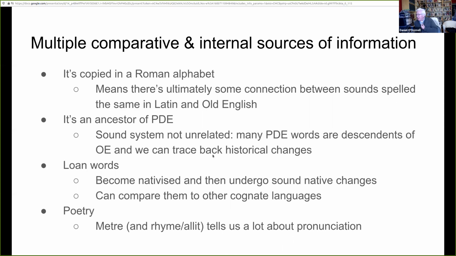So our word mint comes from that word, and it's the German word Münze, except in English, all of those U's underwent a process known as i-umlaut or fronting. In certain contexts, they became front vowels, and you can see that. That means it must have been a U earlier on when it came in. And finally, meter, rhyme, and alliteration tell us a lot about pronunciation.